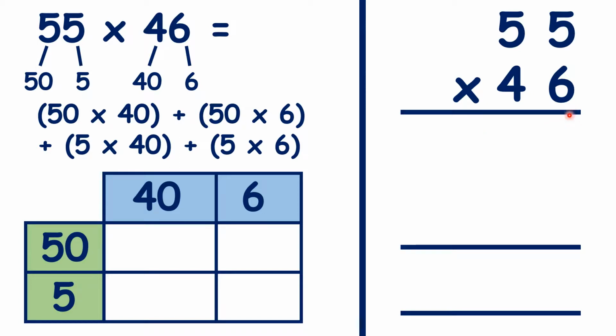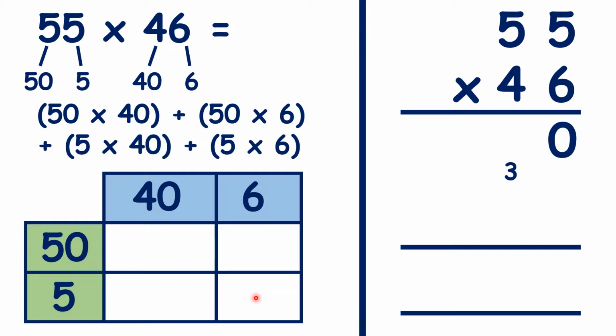With column multiplication, we always start by multiplying the units. So 5 times 6 is 30. We write the first digit small under our tens, and we keep it small so that we don't confuse it with other numbers in the question, or some teachers might tell you to write the first digit at the top. Then we write the units digit in our answer line.